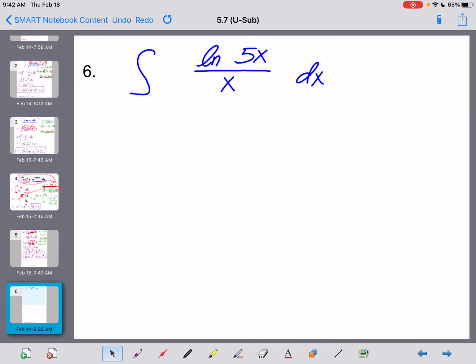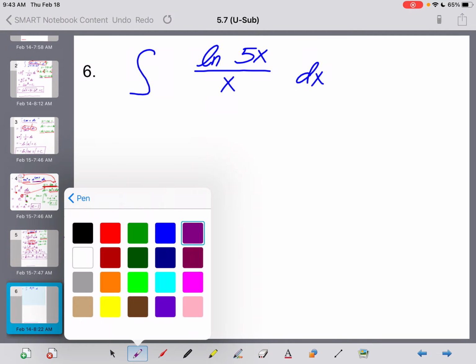So let's ask ourselves the same questions. First of all, I know I need a method right here. Why? Because differentiating the natural log of 5x over x would require the quotient rule because there are variables on both the top and the bottom. And if that's the case, then it's too complicated to simply reverse the process of anti-differentiation.